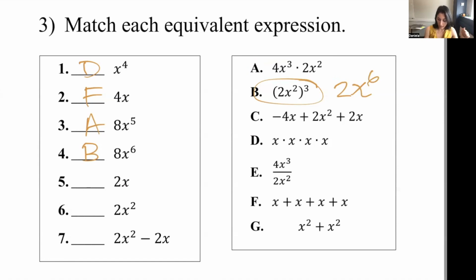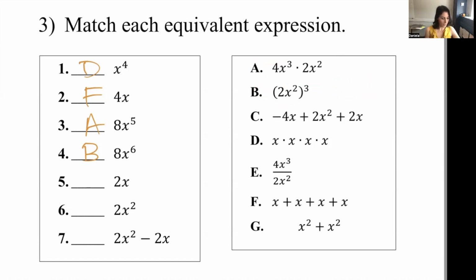The imaginary exponent of the 2 is actually 1. So you are really distributing, quote unquote, the 3. So yes, 3 times 2 is 6, but 3 times 1 is 3. So you're really doing 2 to the 3rd power now, which is 2 times 2 times 2, which is 8.